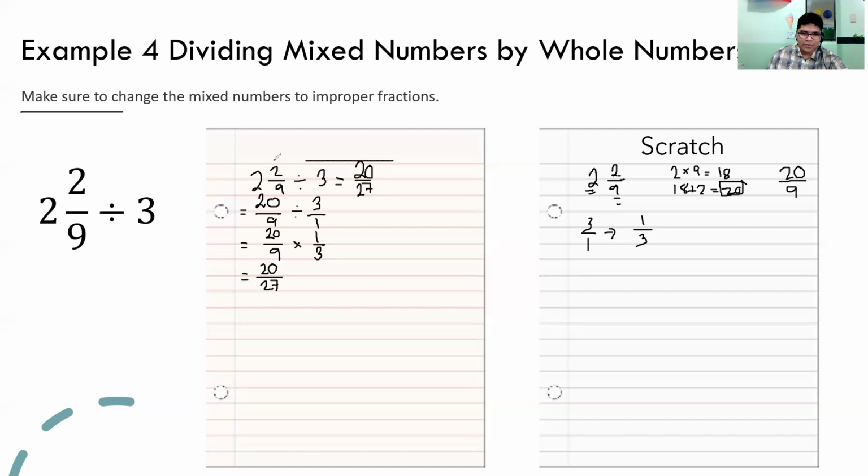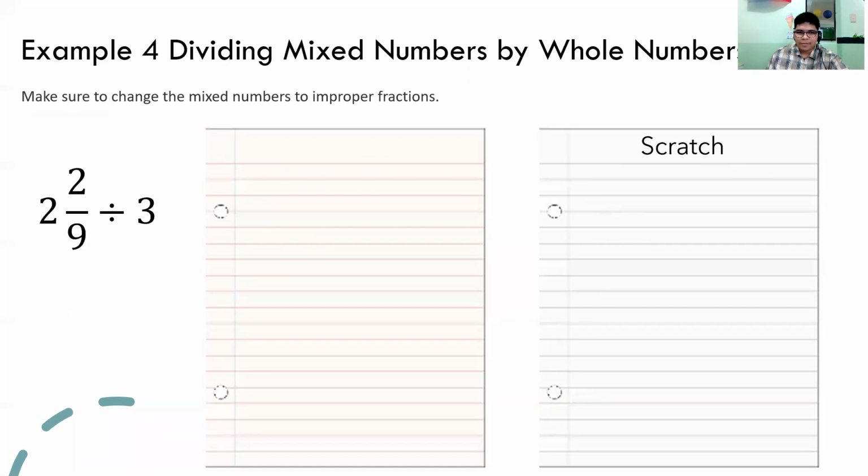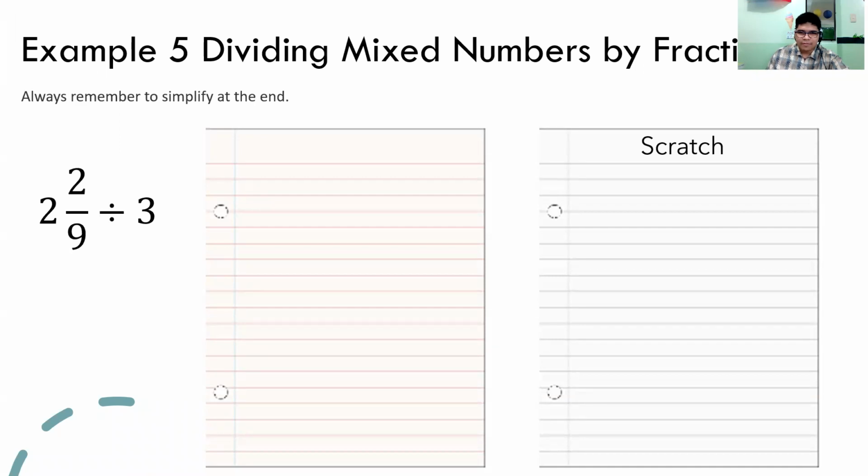I hope you're getting this slowly as we are doing more and more problems. Let's go to example 5. Dividing mixed number by fraction. I should have made this as 3/5. Let's make this as 2/3. So we're going to divide a mixed number by fraction. We're going to make this the same again. Copy first the problem that you have as a reference. You don't have to keep looking back on your given.